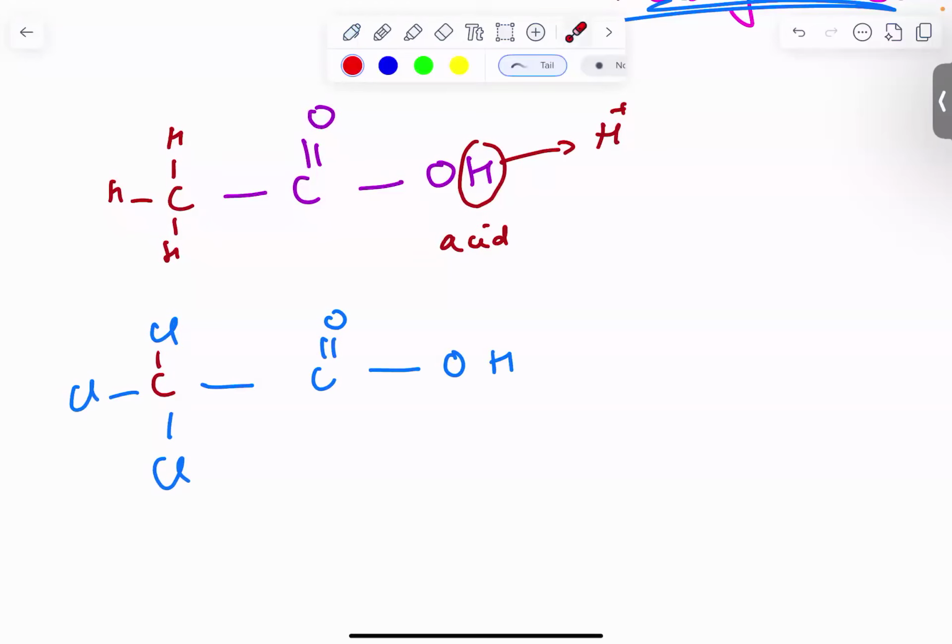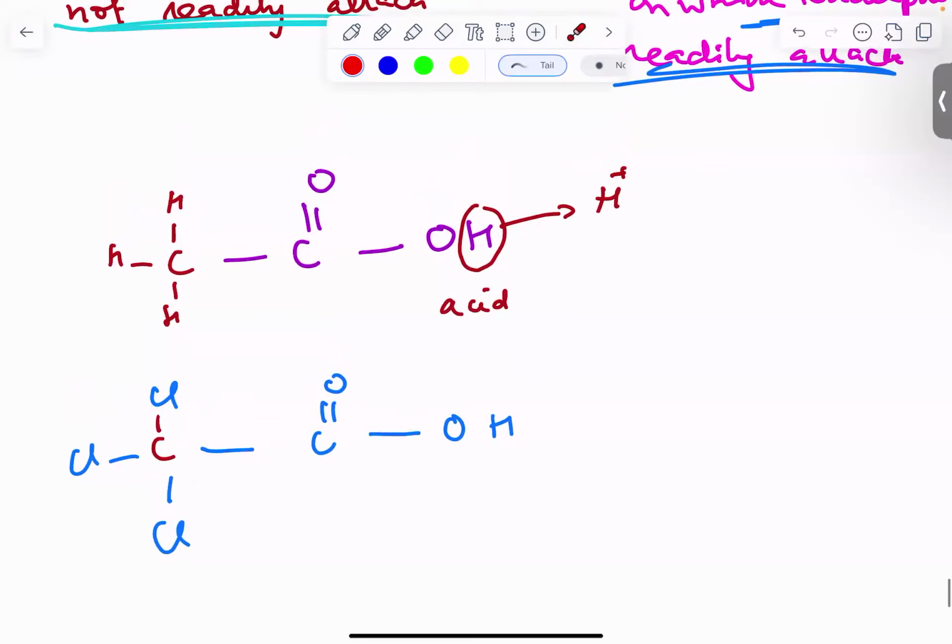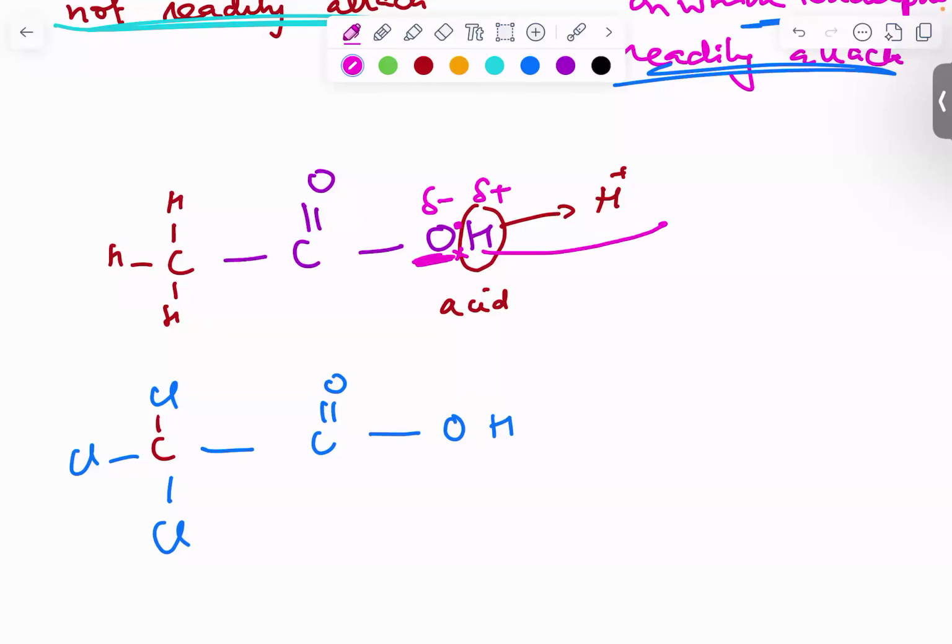Now, when this hydrogen is given out as a proton, it will be an acid. Let me put the charges here, partial negative and partial positive. This oxygen is electronegative in nature, and it is going to attract the shared pair of electrons towards itself. And then what is going to happen? This hydrogen can be given out easily as a proton and it will be an acid, right? But a weak acid. Why?